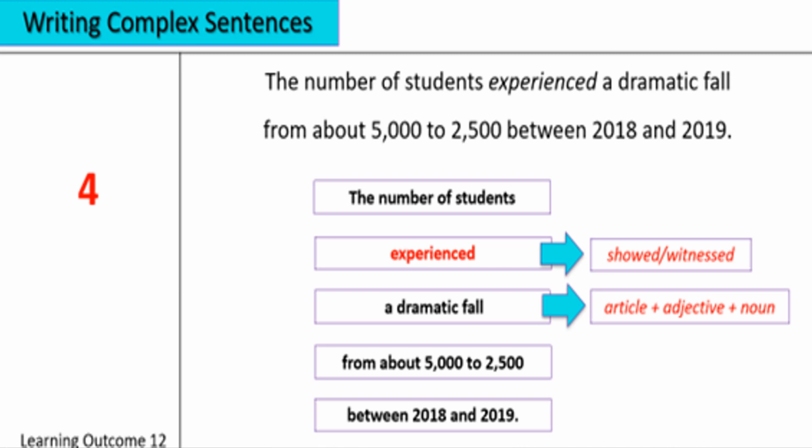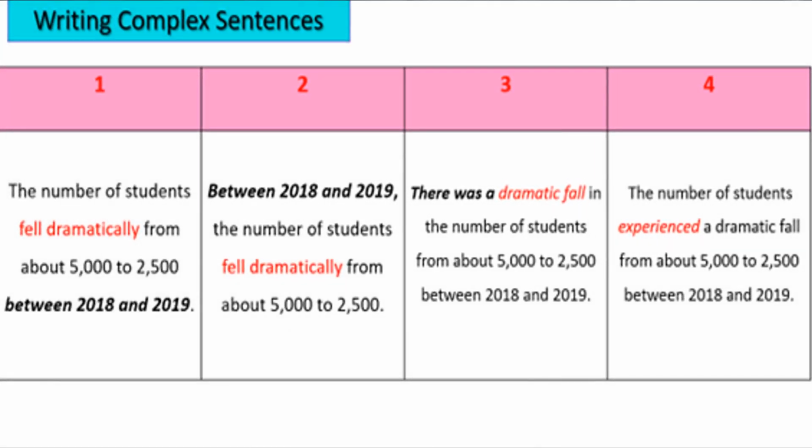Let's compare all the four sentences here on this slide. The first one starts with the title or the subject, followed by a verb, fell, followed by an adverb or degree of change, dramatically. Then comes the specific numbers from how much to how much, and then comes the time period. The second sentence starts with the time period, followed by the title or the subject, then the verb and the degree of change and the specific number. When you compare these two sentences, there is only a slight difference. This last part became the first part here and all the others remain the same.